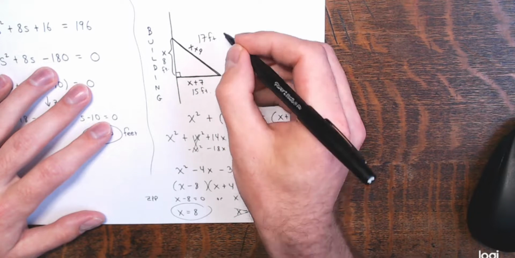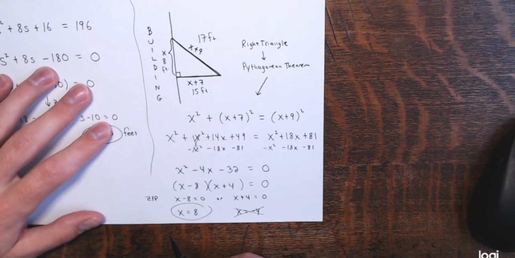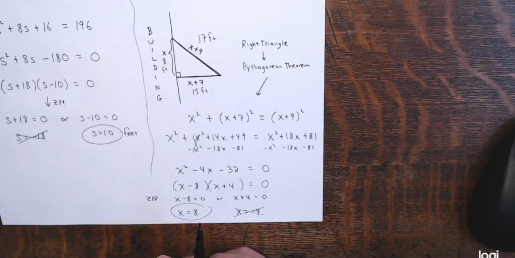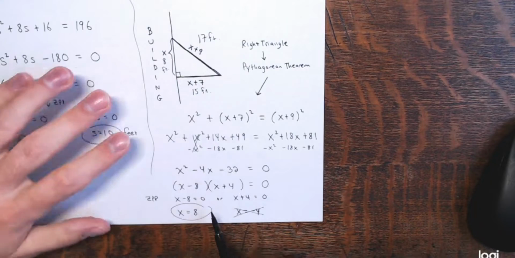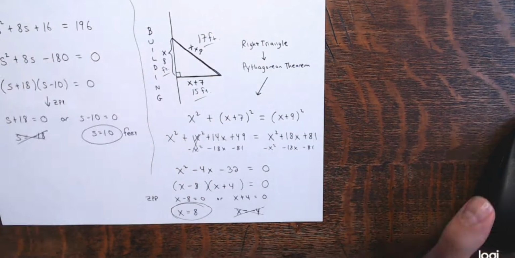And these three numbers, 8, 15, and 17, do satisfy the Pythagorean theorem. 8 squared is 64. 15 squared is 225. Add those up and you get 17 squared, which is 324. I'm sorry, not 324. 289. 225 plus 64 is 289, which is 17 squared. So those numbers do satisfy the Pythagorean theorem. So x equals 8 works, and those side lengths are the ones we're going to enter: 8, 15, and 17.